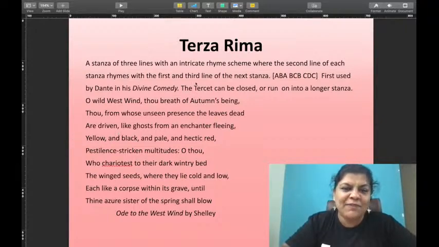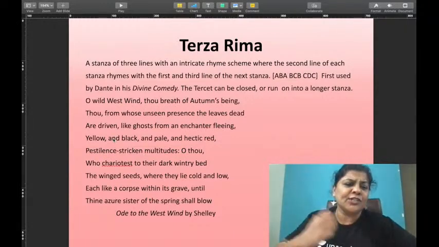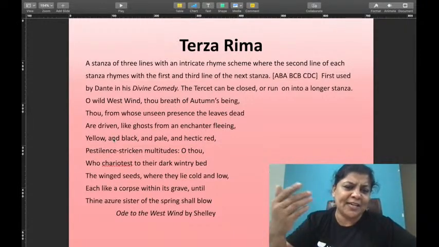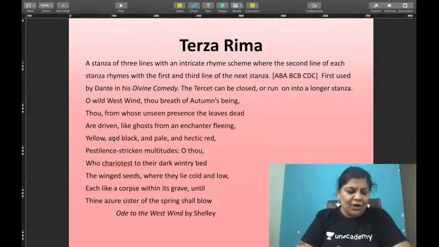Intricate rhyme scheme. If you do a little bit of searching, you will understand. Oh, wild west wind, thou breath of autumn's being. Thou from whose unseen presence the leaves dead are driven like ghosts from an enchanter fleeing. You know, wherever the stress falls, the tala will come.